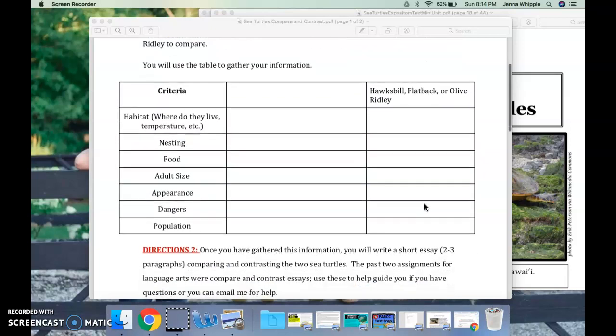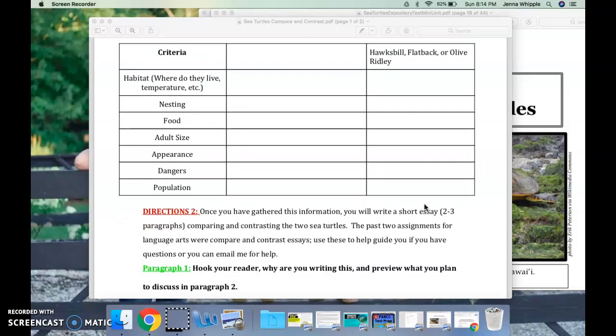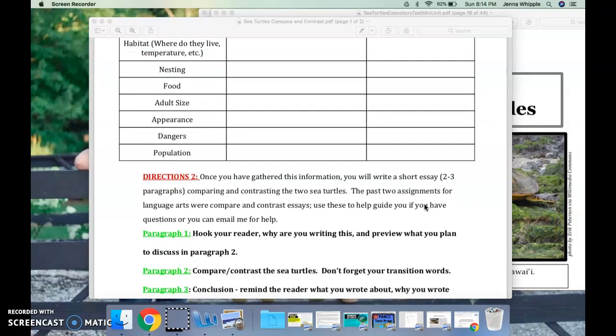So once you gather all of your information, the next part of your directions say you will write a short essay, 2 to 3 paragraphs, comparing and contrasting the two sea turtles. The past two assignments for language arts were compare and contrast essays. Use these to help guide you if you have questions, or you can email me for help.